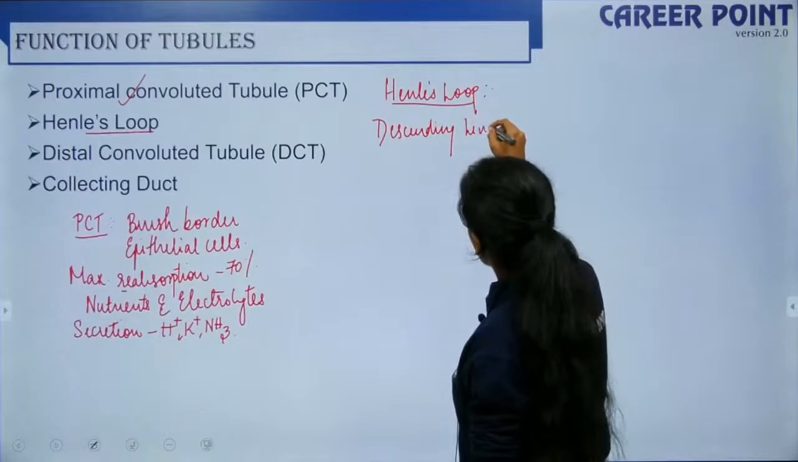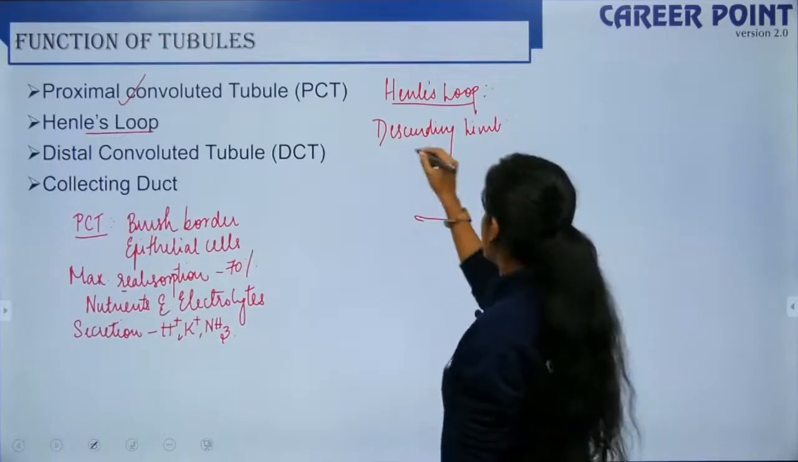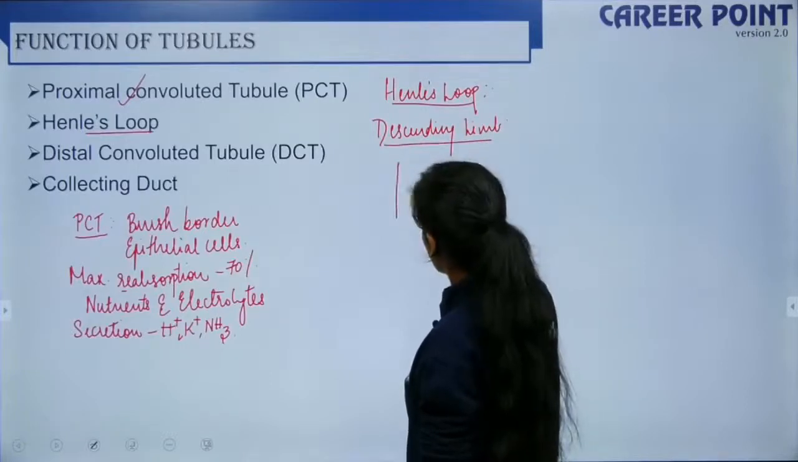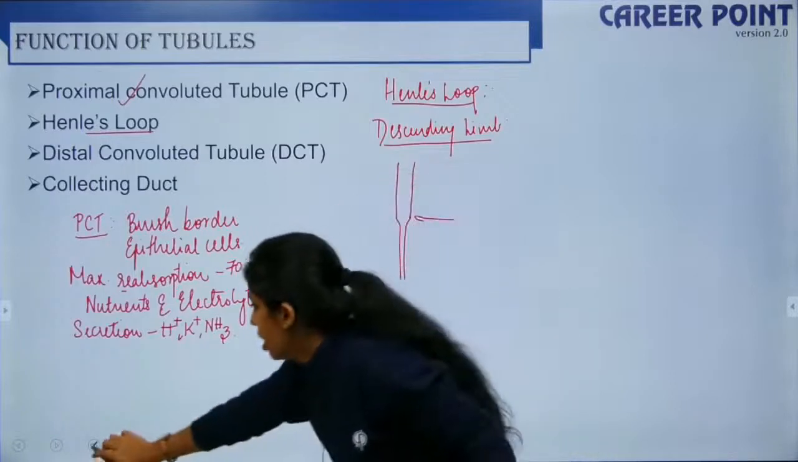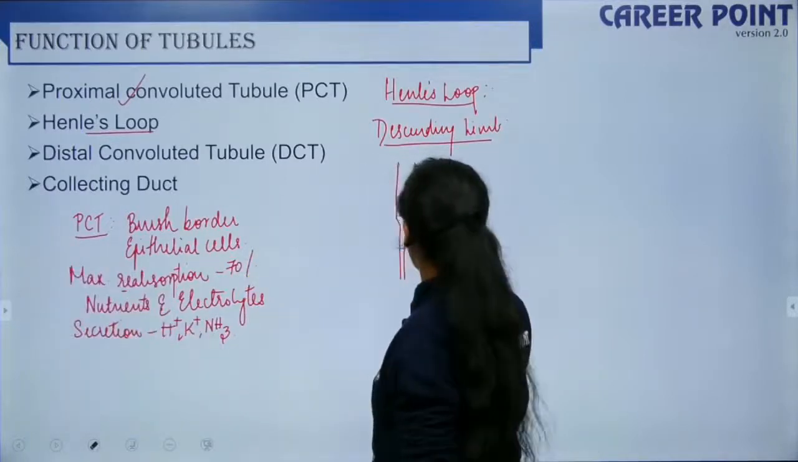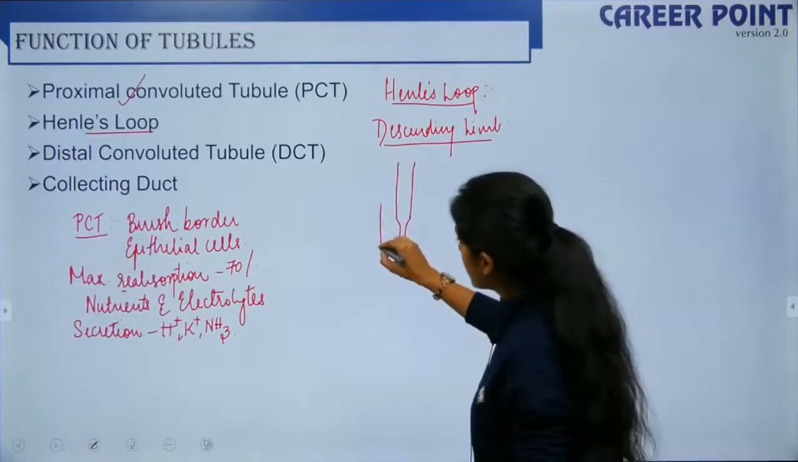Descending limb and the ascending limb, right? So the descending limb is like this, and then it becomes like this. So this is how your exact structure is, right? So this is my descending limb.